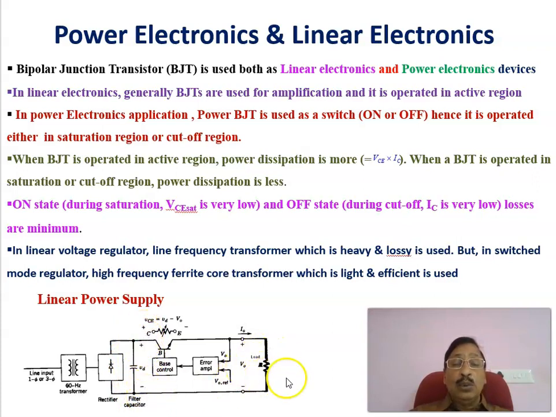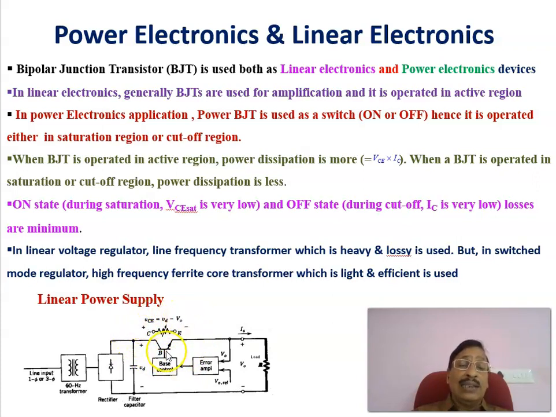And we want to regulate the voltage at the load. This is the load. You want to regulate the output voltage independent of the variation of the input voltage and the load current. For that, we'll be using the linear power supply, LPS. In that case, the switch we are using is the transistor, the bipolar junction transistor, which is working in an active region.